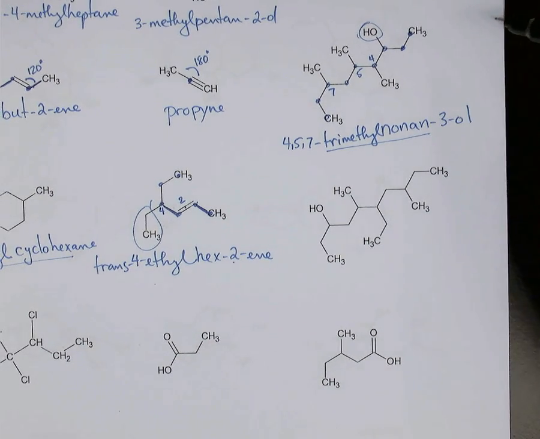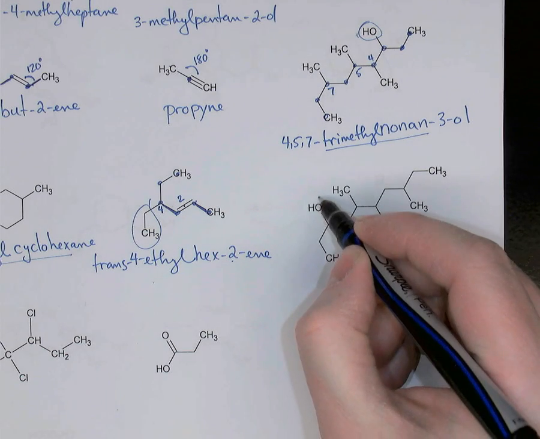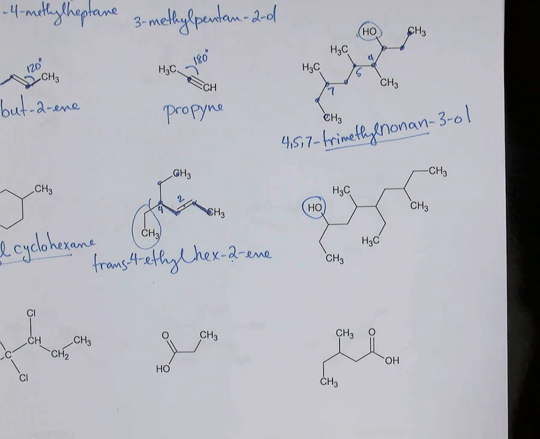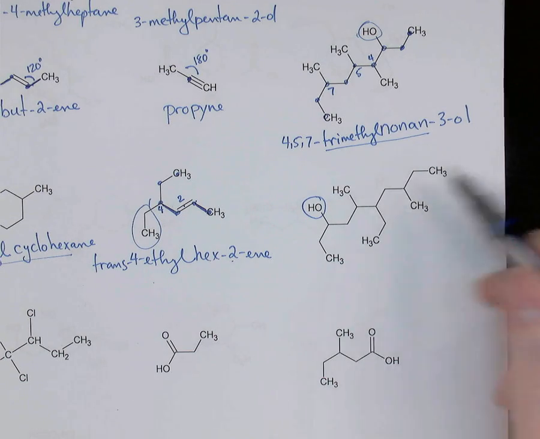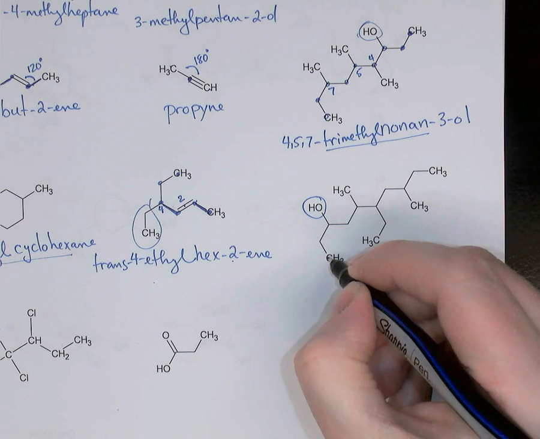The next molecule, we see an alcohol group again, OH. So this is going to be an alcohol with several branches in it. So it's kind of complicated. Let's identify the parent chain.